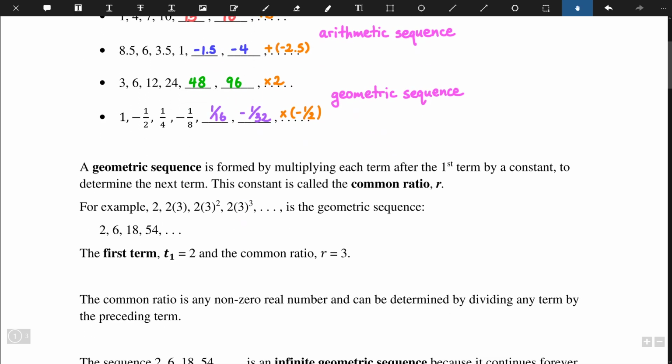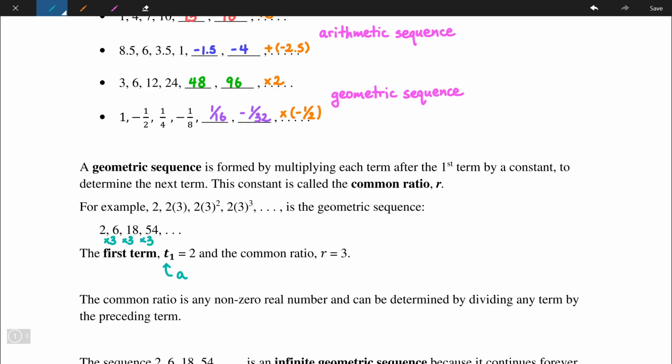Okay, so here's another example of a geometric sequence. We have, in this case, 2 times 3 is 6, times 3 is 18, times 3 is 54, and so forth. So the first term is 2. Now it says T1 here. Sometimes the first term is denoted A, and then the common ratio is 3.